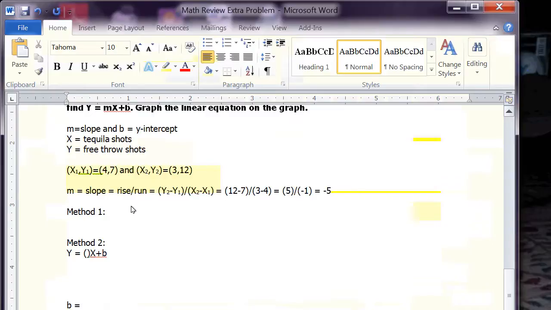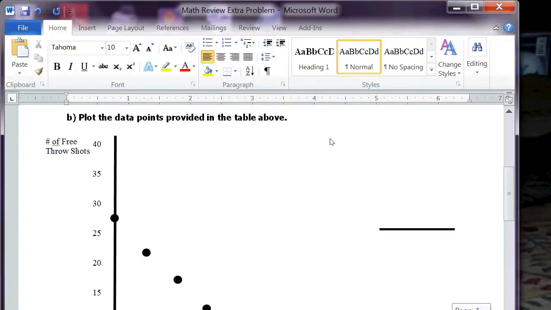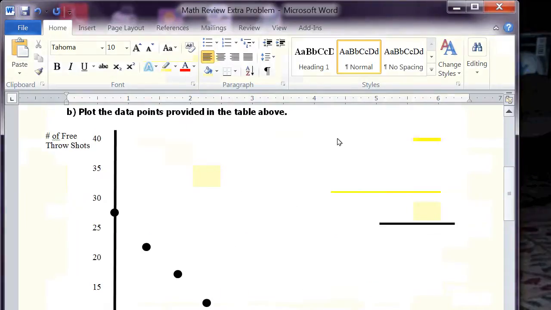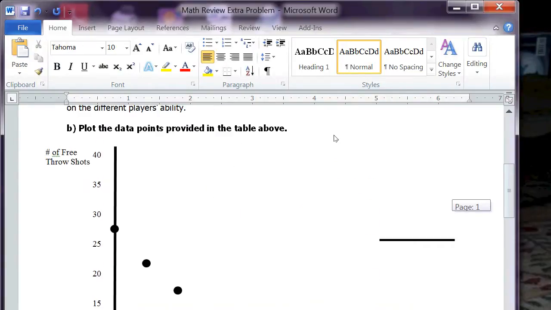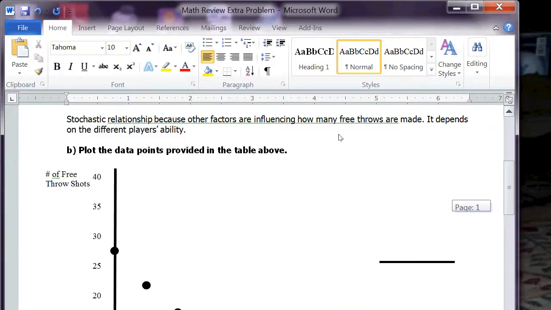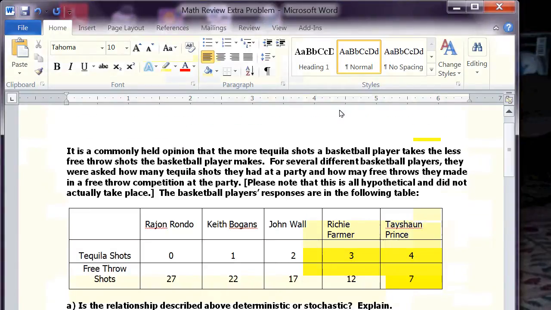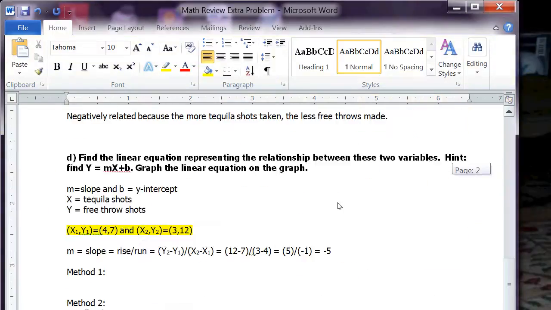Now the second piece that we're supposed to be finding for our y equals mx plus b formula is the b part. We found m, now we need b. And in this situation, there's actually 2 different ways we can find it. One way is very simple. We can go up to our graph and just see where x equals 0. Where our tequila shots equals 0, we're going to be on the y vertical axis where it crosses it, and it's right there at 27. We know that because we plotted the points from this table, and Rajon Rondo, when he had 0 tequila shots, he had 27 free throws. So that would give us our y-intercept directly.